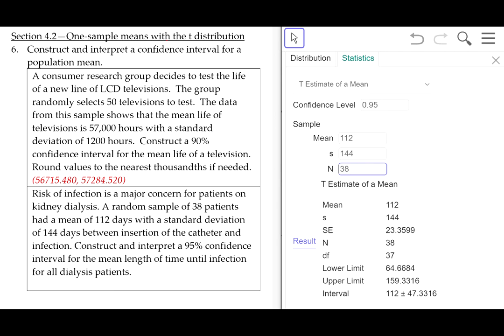Here's our confidence interval below, which goes from 64.668, rounded to 3 decimal places, up to 159.332, again to 3 decimal places.